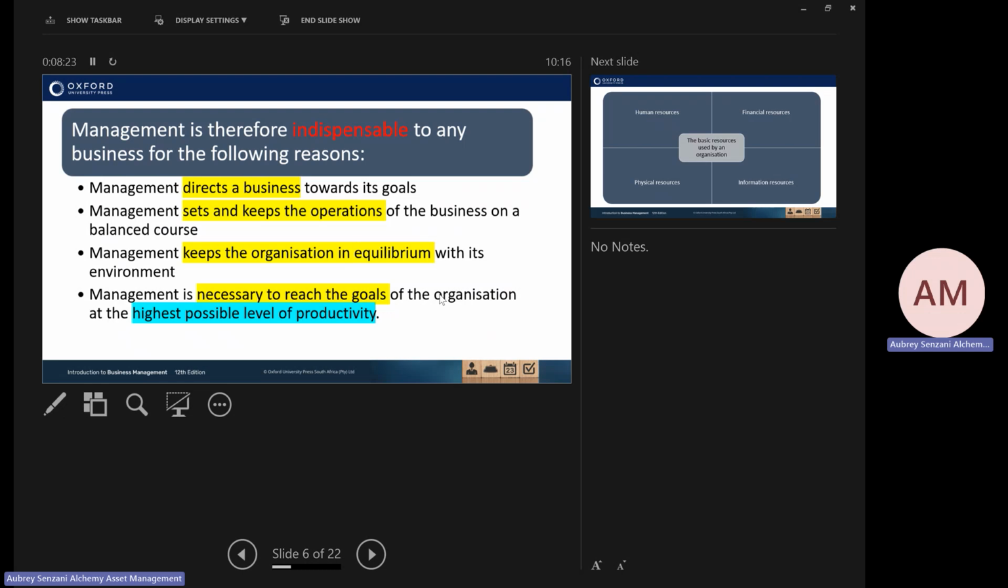Okay, and we spoke quite a bit about environment yesterday. And then finally, it says management is necessary to reach the goals of the organization at the highest possible level of productivity. All right, and this is now the difference maker. If you can afford management, this is why you want them, because then you know that you're optimizing your resources, you're optimizing your time, you're optimizing all the resources that you have in your arsenal within the business.